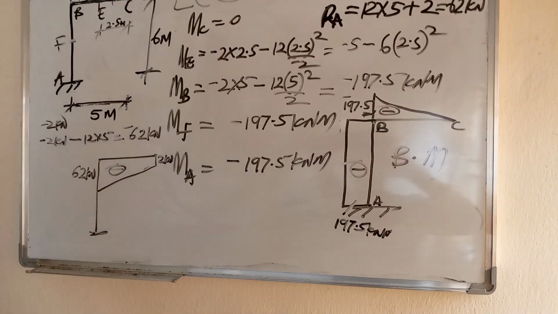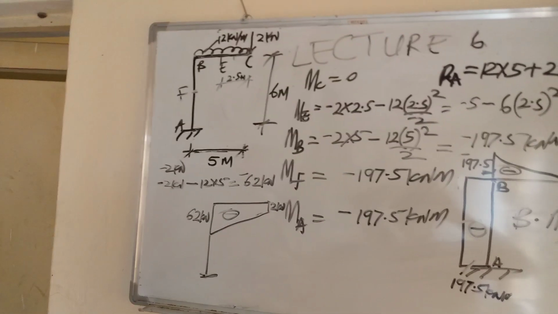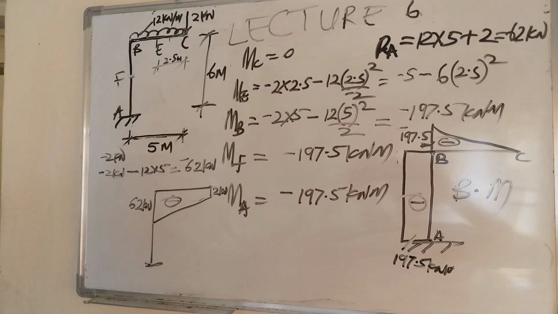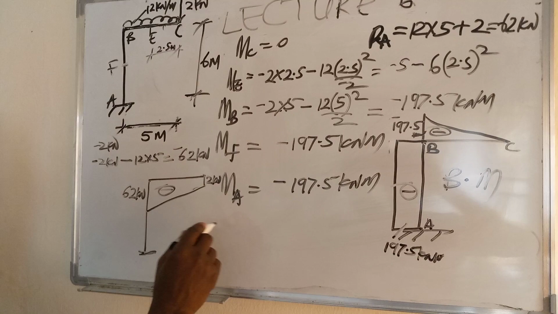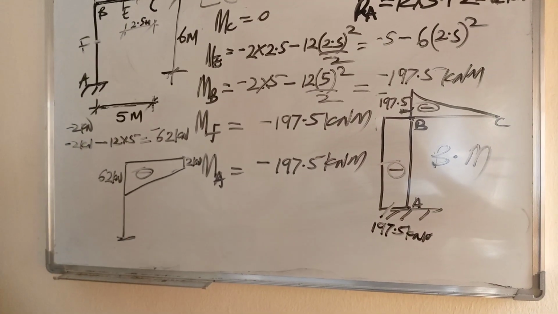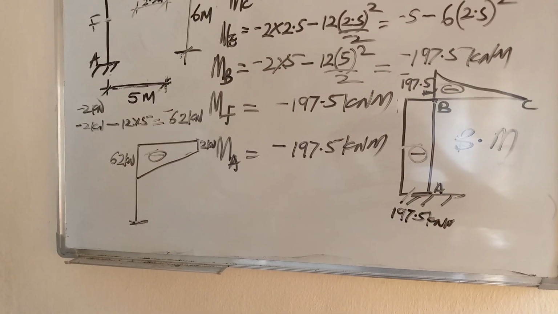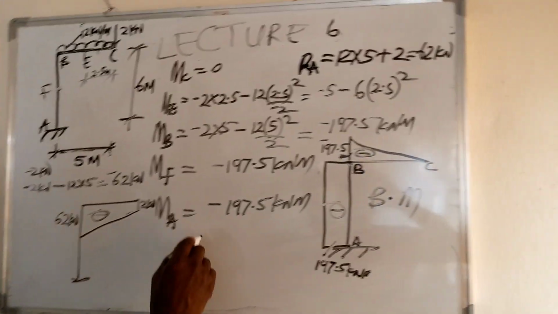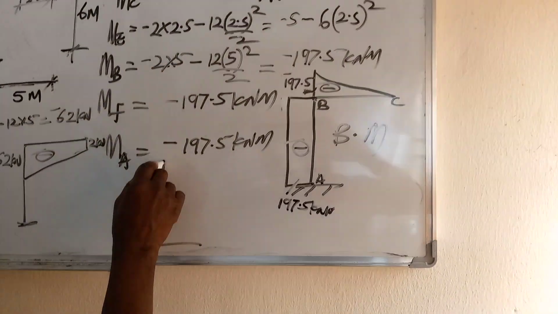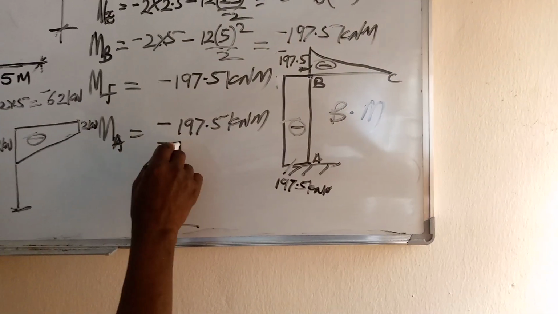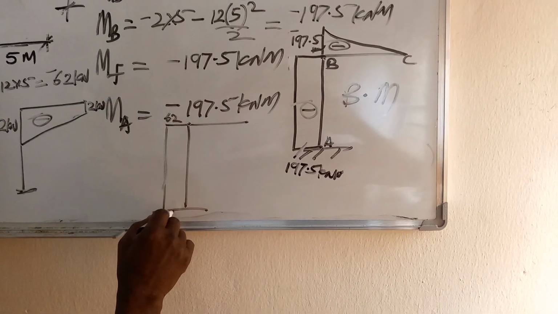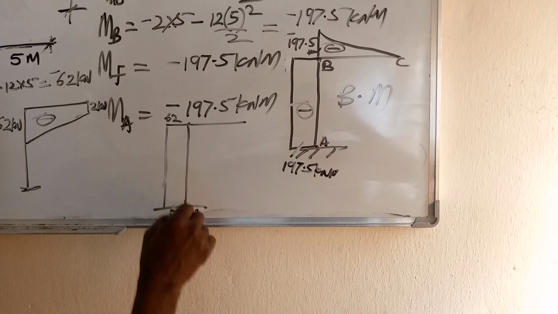There is no shear force in BA. But there's one normal force there. The normal force along BA is 12 times 5 plus 2. That is 62. Shear force diagram. Normal force diagram. 62. 2 kilonewton.